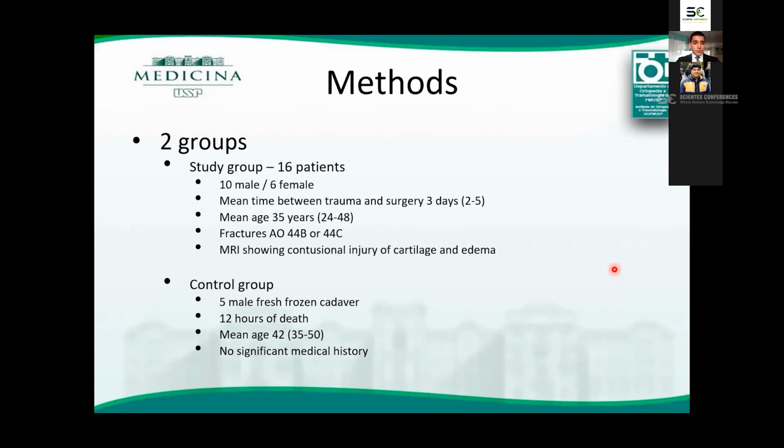The samples were divided into two groups, and the study group consisted of 16 patients, 10 male and 6 female, diagnosed with an acute unstable malleolar fracture between September 2010 and August 2011. The mean time between trauma and surgery was 3 days, in a range of 2 to 5 days. And the average age of the patients in the study group was 35.94 years, in a range of 24 to 48 years. 12 patients presented with a malleolar fracture type AO 44B and 4 patients with 44C.